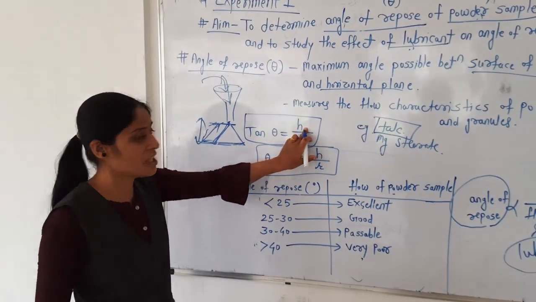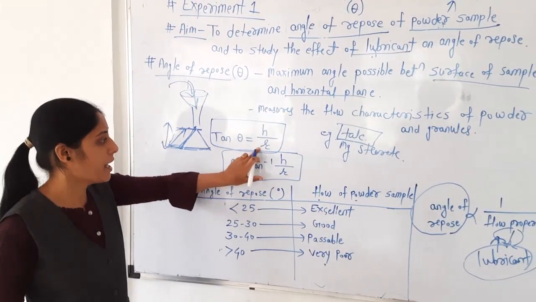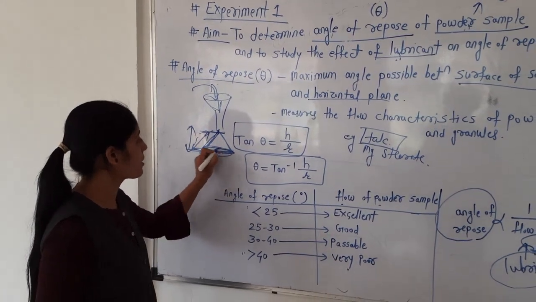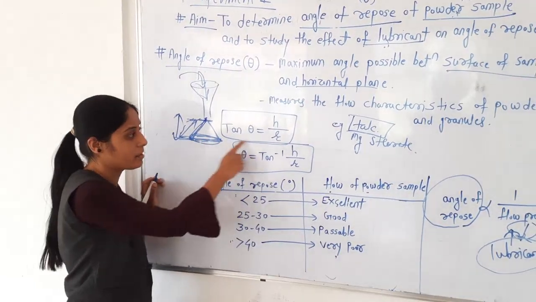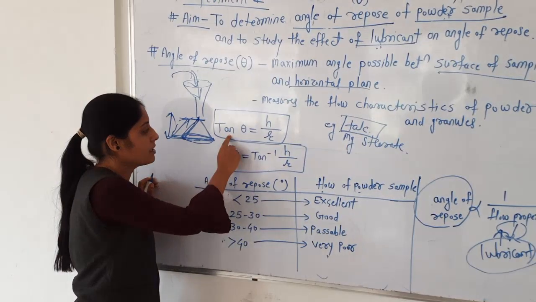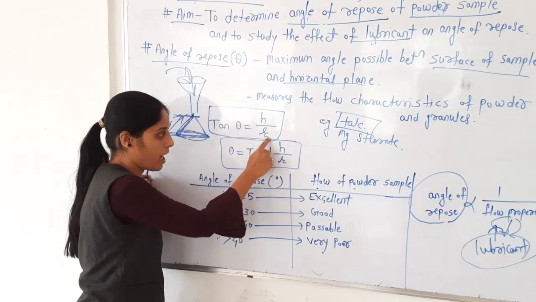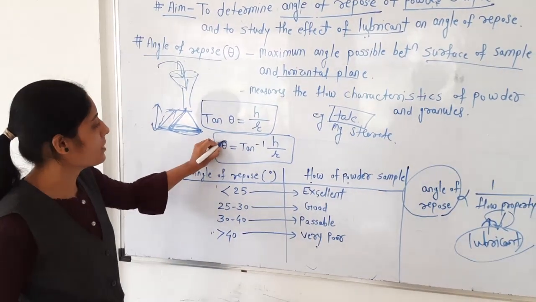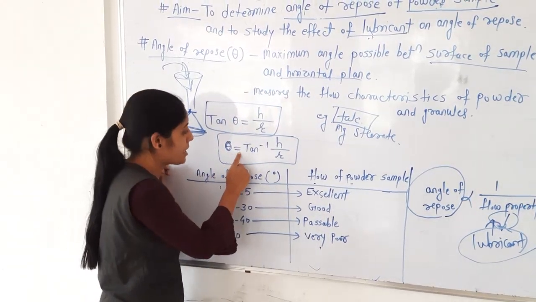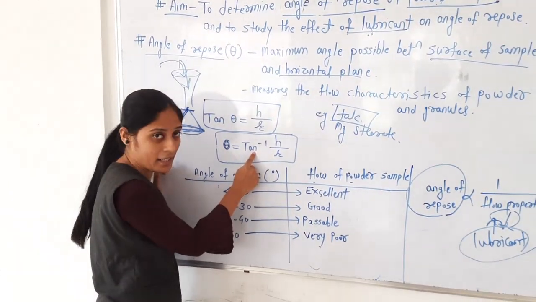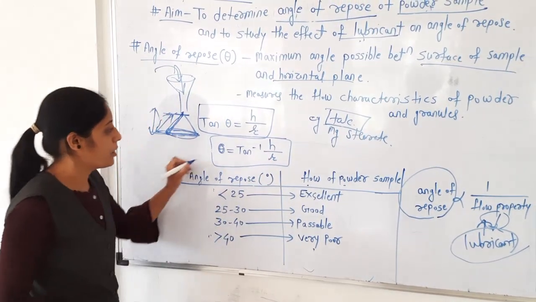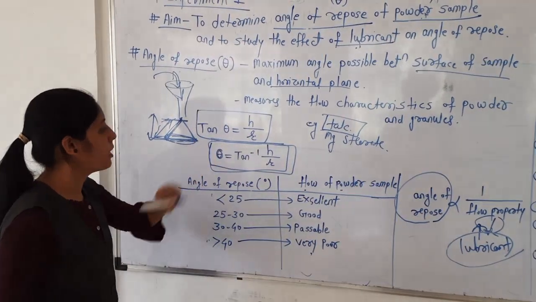So h is the height of the powder sample, and r is the radius of the circle. Here the pile is forming and we have to draw the circle. With the help of this circle we can determine the radius. So r is the radius of the circle, and tan theta is equal to h upon r. We have to determine theta, because theta is the angle of repose. So we have to rearrange this equation. Tan is shifted to the right hand side, then theta is equal to tan inverse h upon r. By using this equation we can determine the angle of repose.